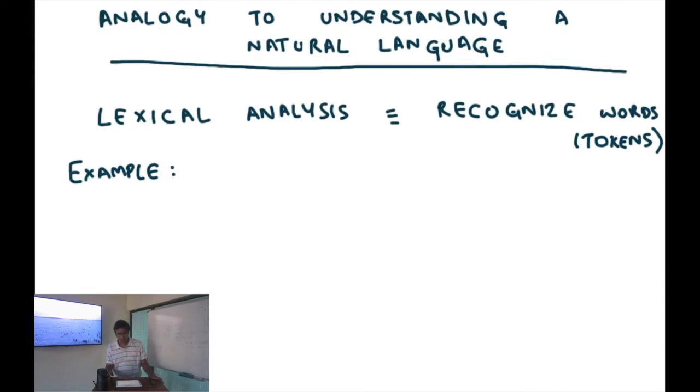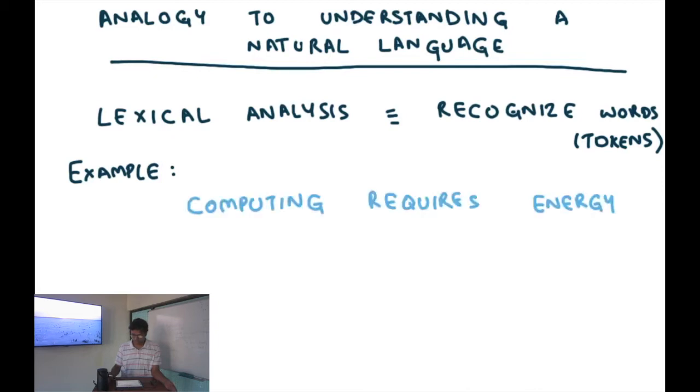So I'm going to explain these different stages by using an analogy to understanding a natural language. Now, lexical analysis is kind of similar to recognizing words, or tokens in compiler lingo. So just think about it. Let's say there is this sentence, computing requires energy. When we read this sentence, it has lots of characters in it, C-O and so on, and then there's a space, then R-E-Q and so on. The moment we look at it, the first thing we do is we separate these characters into words, right?